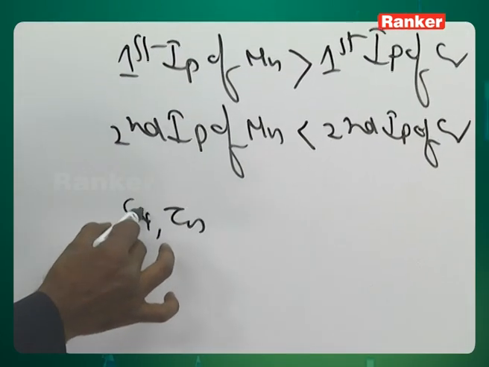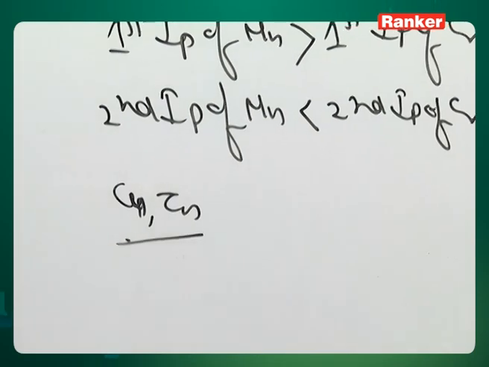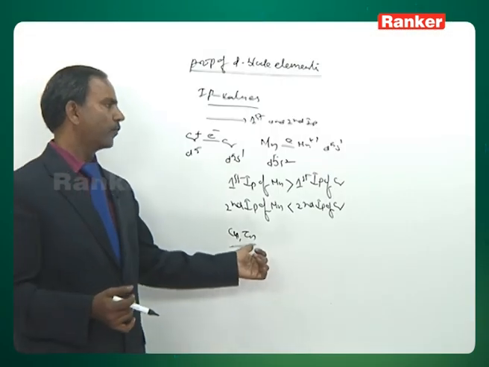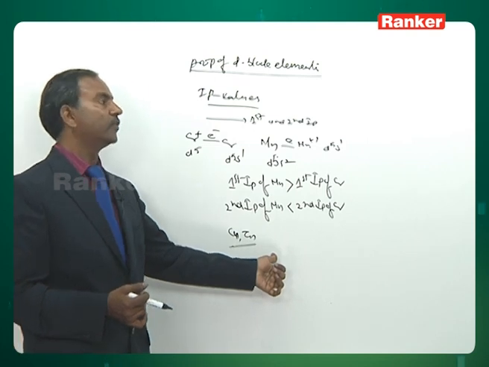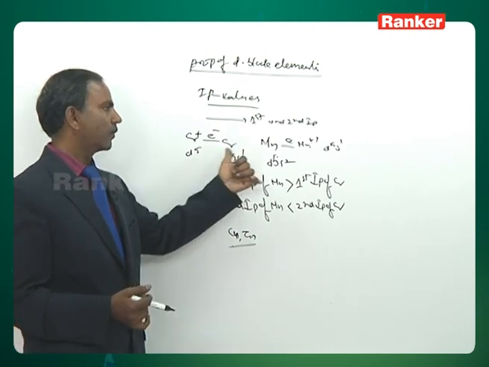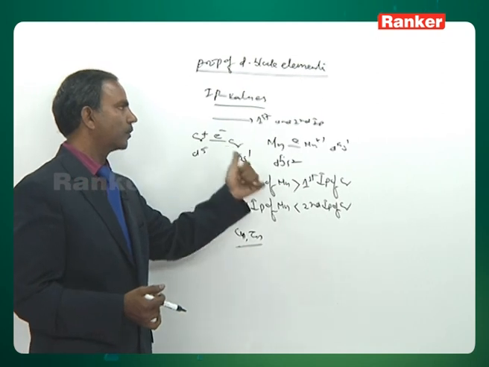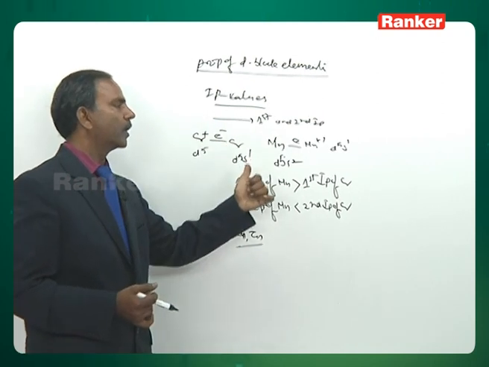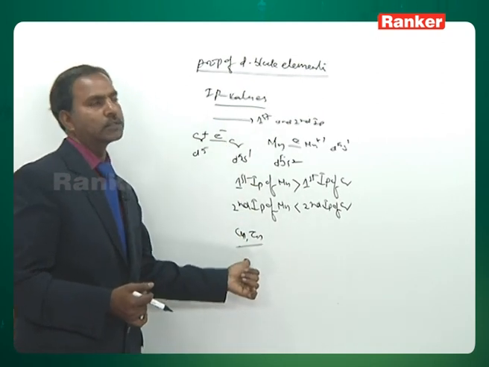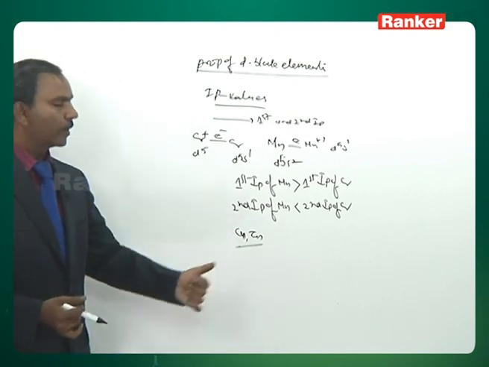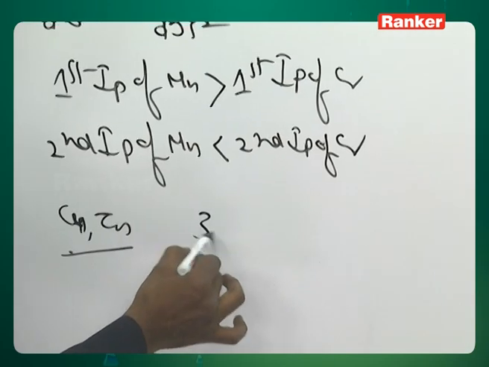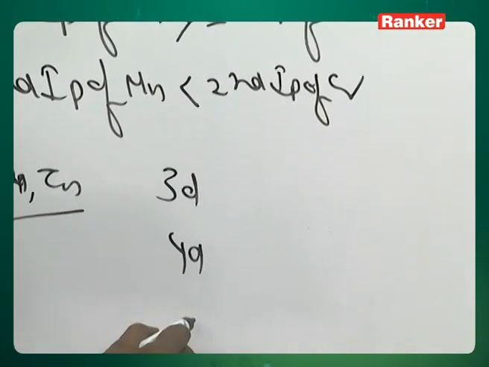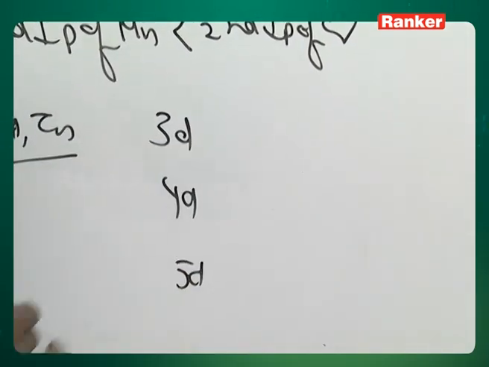Same discussion we can say for copper and zinc. The first IP of zinc is more, but second IP of zinc is less. So whatever discussion we had for chromium and manganese, the same discussion holds good for the pair copper and zinc. Next, consider the 3d series to 4d series, and 4d series to 5d series.